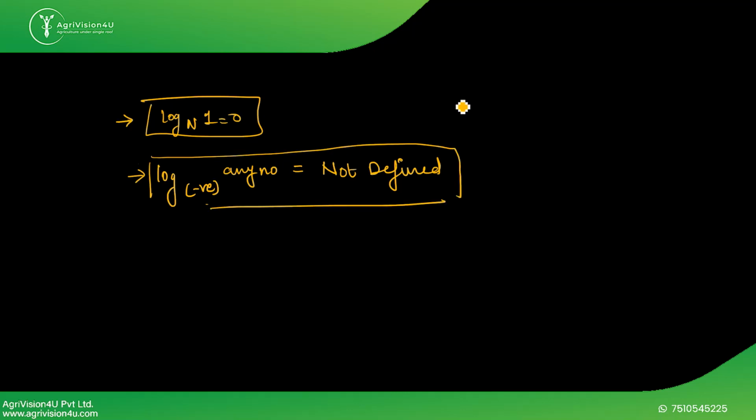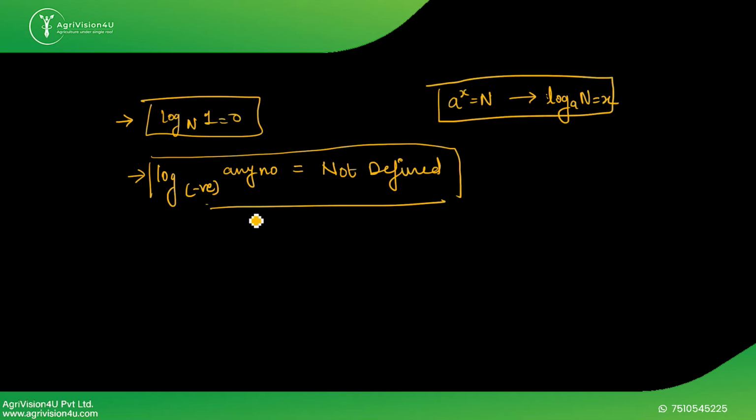यानी कि अब तक कितने पॉइंट्स हो गए? 3 पॉइंट्स हो गए ना. a to the power x is equals to n and log a n is equals to x. So these 3 things you have to remember. And अब आगे क्या करना है?